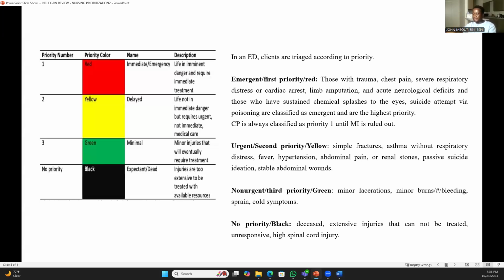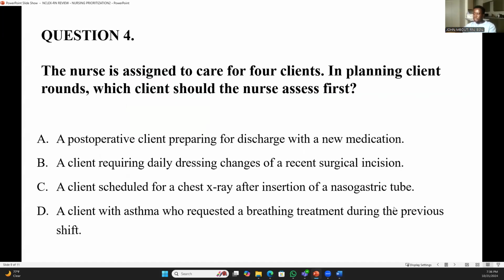Get a pen and paper and take down notes. Let's move to the next question. The nurse is assigned to care for 4 clients. Okay. In planning client rounds, which client should the nurse assess first? These are 4 clients. Remember our rules.